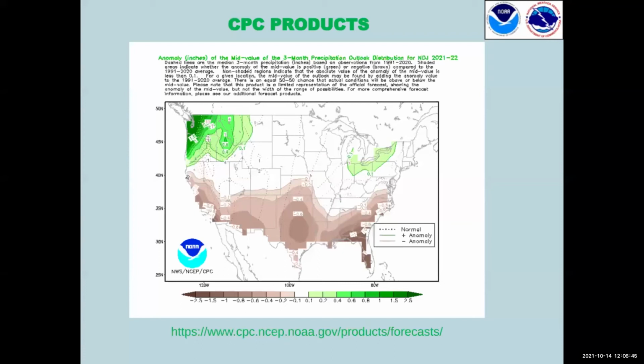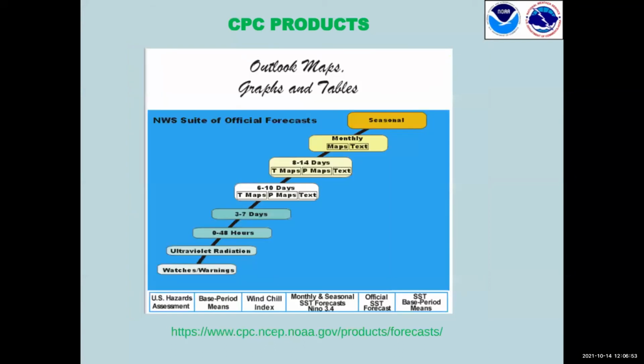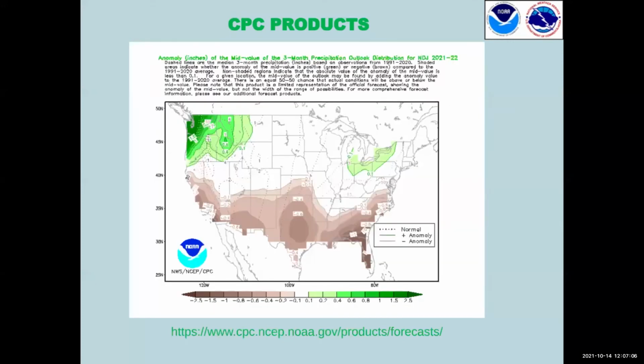And so here's an example of a CPC product. This is looking out for November, December, January. So let me go back to the previous slide. These are all the listed lead times that CPC provides long range outlooks for. And so the seasonal is the one that I'm going to be showing on this one, which is November, December, January.